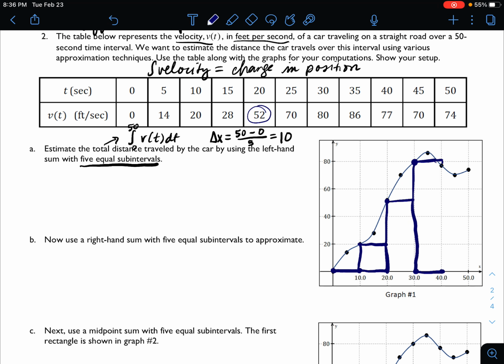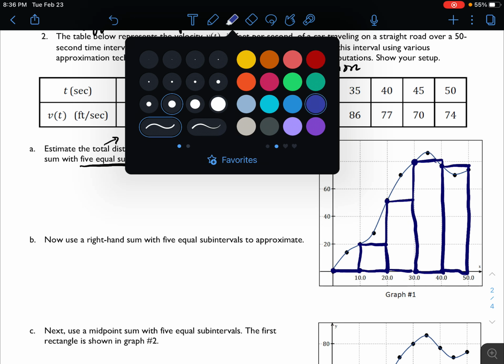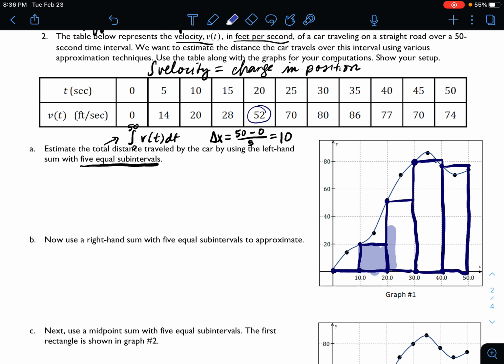Notice this rectangle is going to go a little bit above and a little bit below. So your rectangles will not necessarily always be above or below. It could be a little bit of both. From 40 to 50, I'll use my height at 40. Okay, so we want to find the areas of these rectangles here.